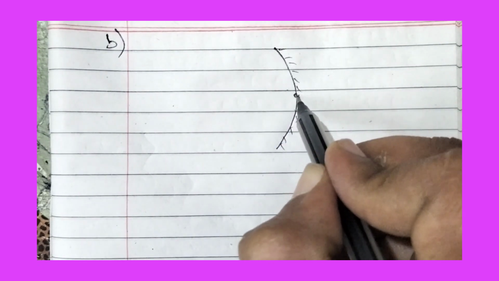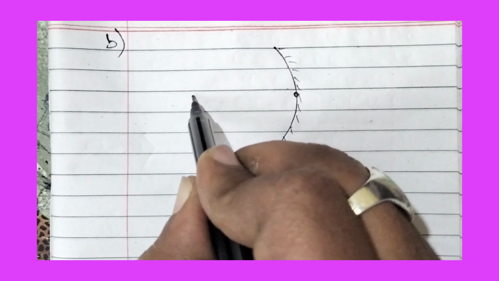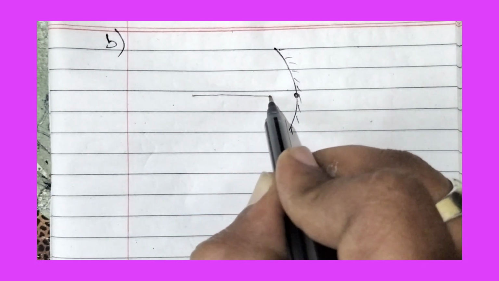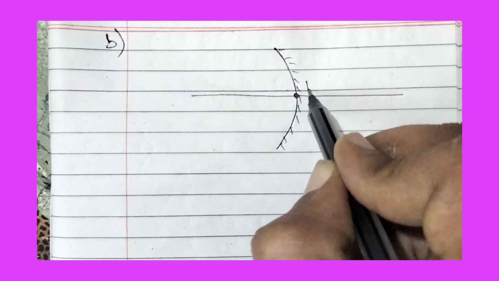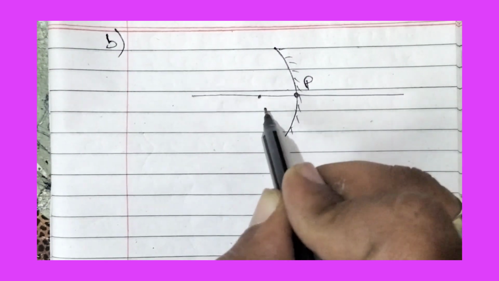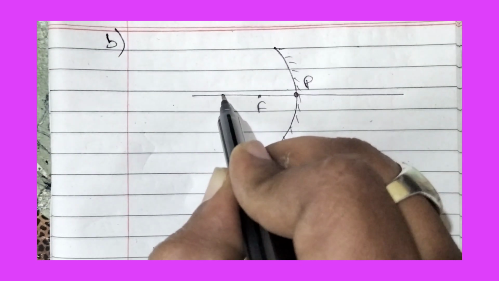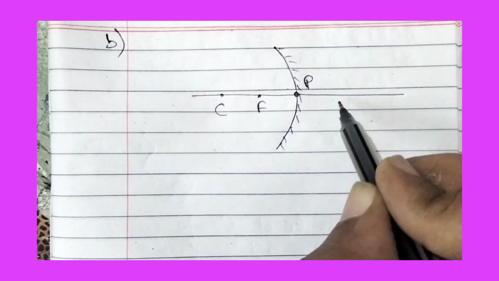So this is the pole of the mirror. This is the principal axis. This is pole of the mirror. So this is principal focus. This is center of curvature.